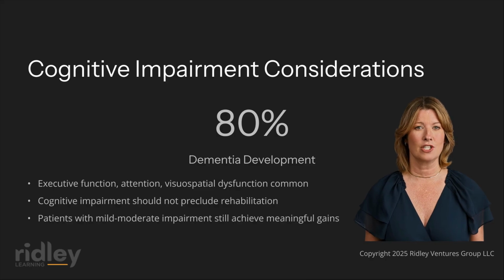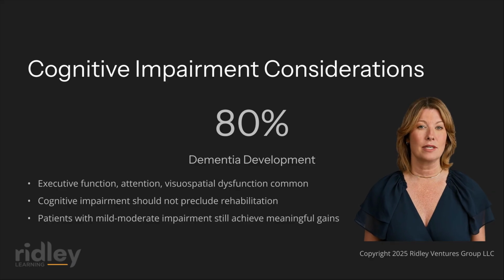Cognitive impairment, ranging from mild cognitive impairment to dementia, affects a substantial proportion of individuals with Parkinson's disease, with prevalence increasing with disease duration and severity. Up to 80% of patients develop dementia over the course of the disease, with executive function impairment, attention deficits, and visuospatial dysfunction representing common profiles.